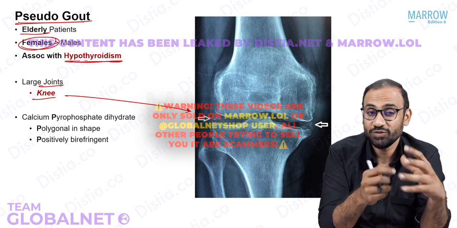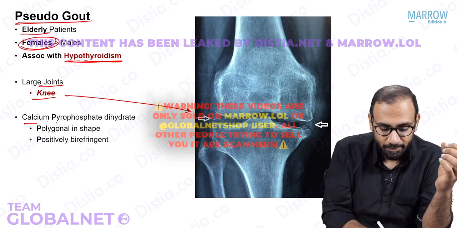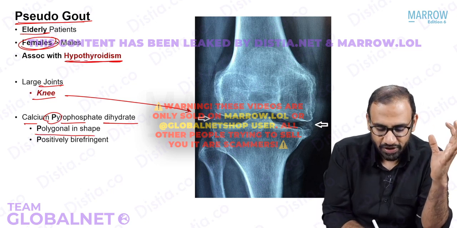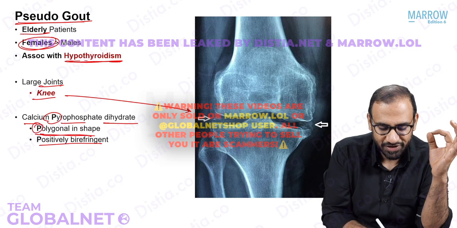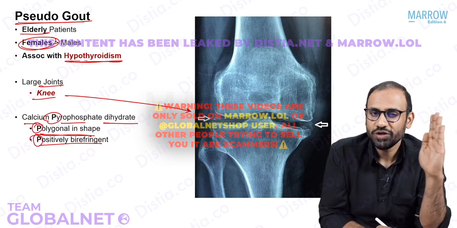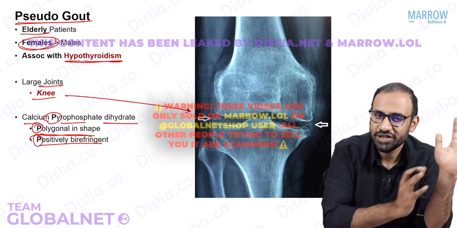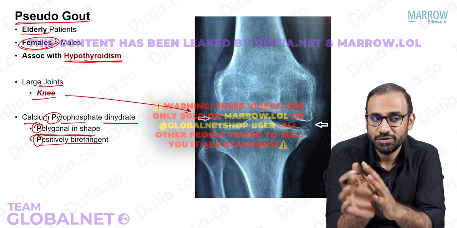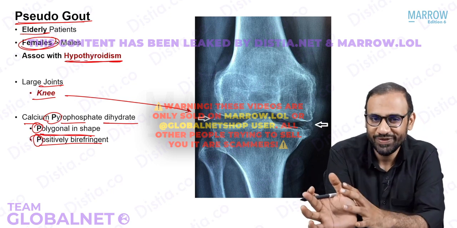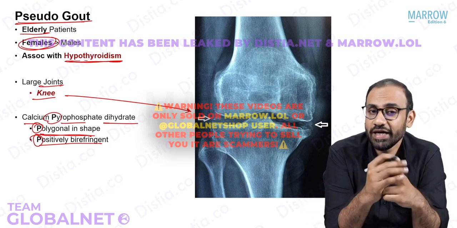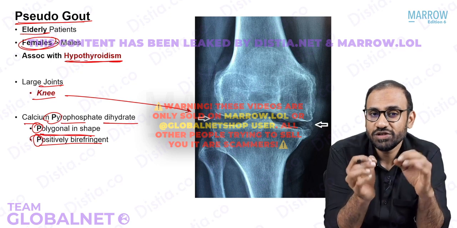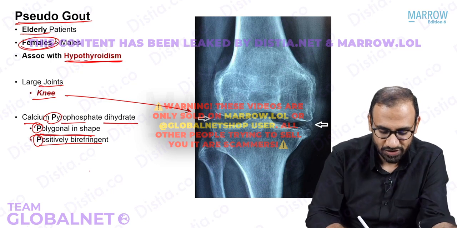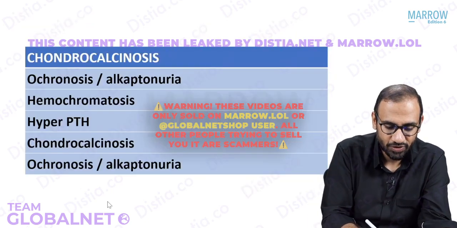Investigation of choice, aspiration. What will you find? You will find calcium pyrophosphate dihydrate crystals. What is their shape? They are polygonal in shape and positively birefringent. So monosodium urate, needle-shaped, negatively birefringent is gout. Calcium pyrophosphate dihydrate, polygonal, positively birefringent is pseudogout. Right? One more important characteristic is that they will have deposition of calcium in the cartilage. That is known as chondrocalcinosis.